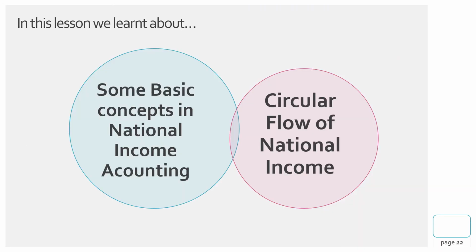That brings us to the end of this teaching module, wherein we learned some basic concepts in national income accounting like national income, GDP or gross domestic product, private income, personal income, and personal disposable income. And later we learned about the circular flow of national income in a two-sector model.